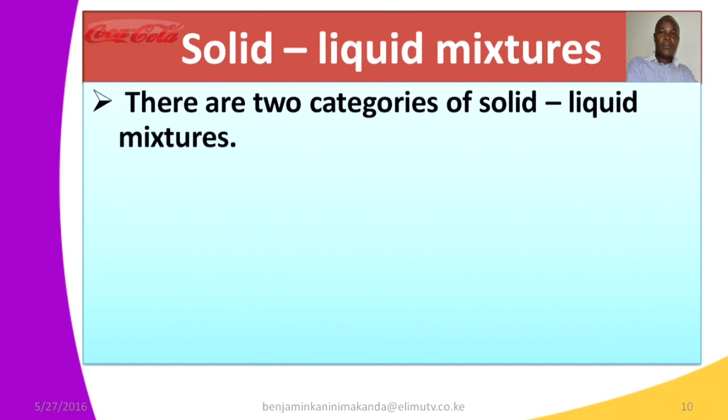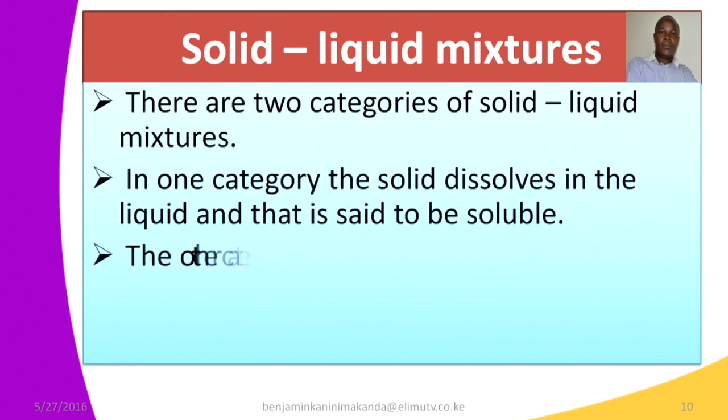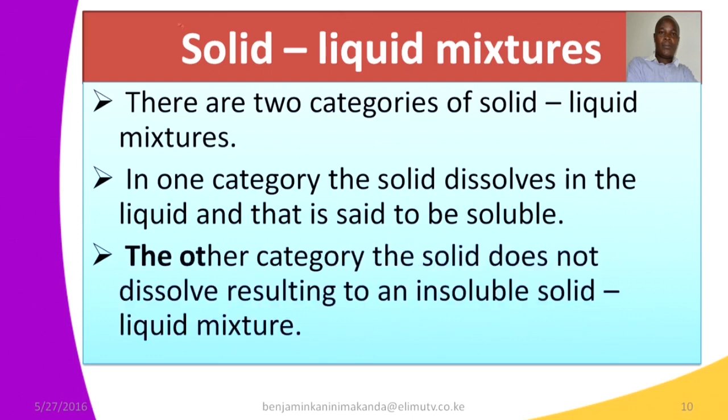On the other hand, I take sugar and put it in water. Sugar dissolves in water to form a solution. Then that one is a solid that dissolves in a liquid, and then we get a liquid mixture. So that's why we are saying there are two categories of solid liquid mixtures. In one category, the solid dissolves in the liquid, and that is said to be soluble. The other category, the solid does not dissolve, resulting in an insoluble solid liquid mixture.